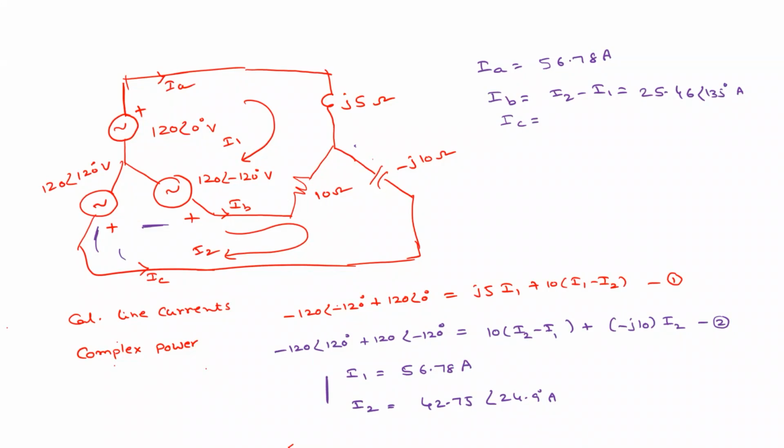What is minus I2 of this one? 270 minus 24.9, sir. What is minus I2 here? It's 42.75 at an angle of 254.2, plus 254 or minus 250.